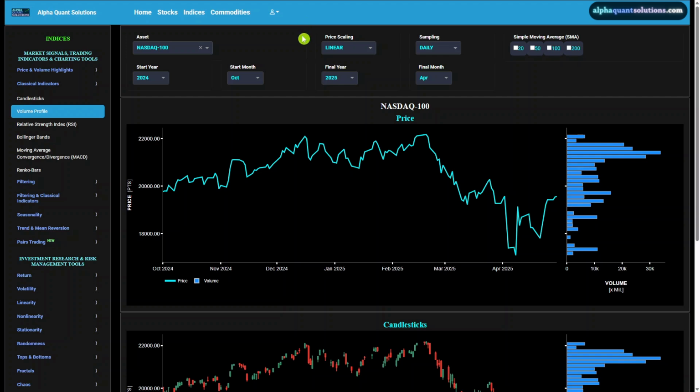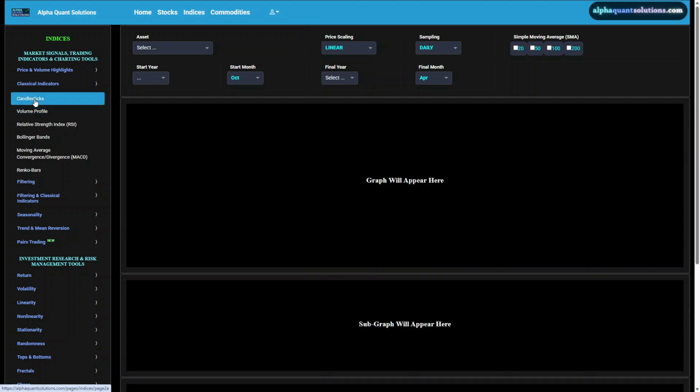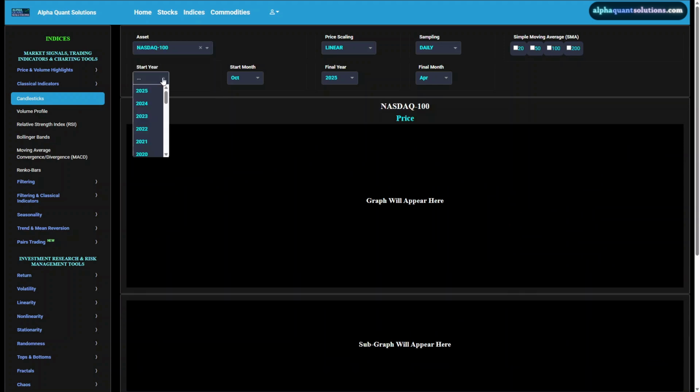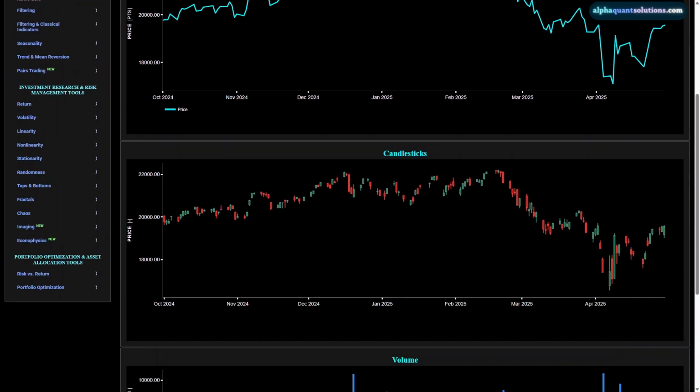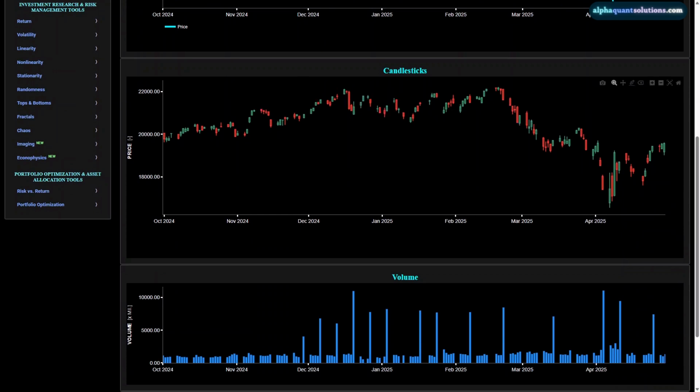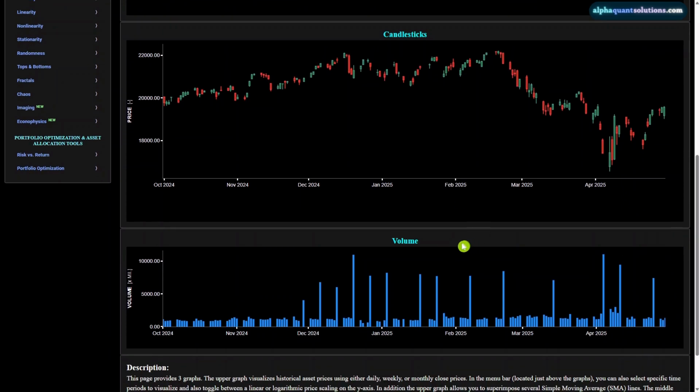Now let's compare the volume profile with the traditional way to look at volume. So we'll go back to the candlesticks page. We'll take the Nasdaq 100, and the time period will be between October 2024 and April 2025. So the same time period we just had before. Let's have a look at the candlesticks chart, and beneath we have the volume.